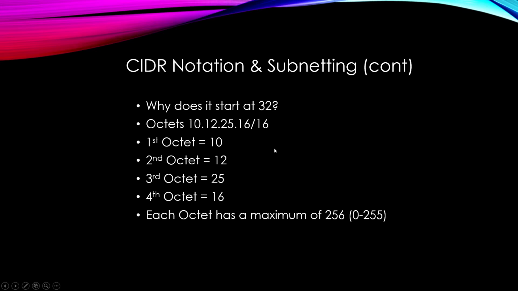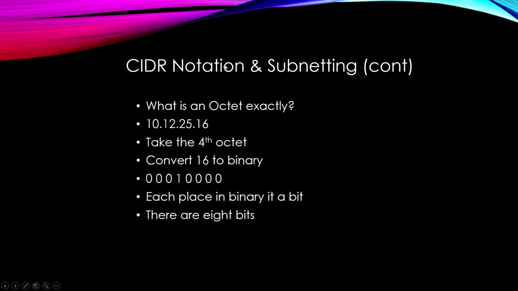So how does that help us figure out what 32 is? Well, you've got to go one step further. So what is an octet exactly? If you remember from school, what does oct mean? Octopus, octagon. Well, it means 8, right? So if you look at this address, 10.12.25.16, and we just take the fourth octet, for example, each octet has 8 bits in it.